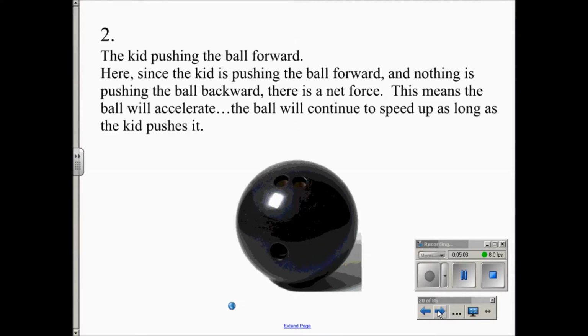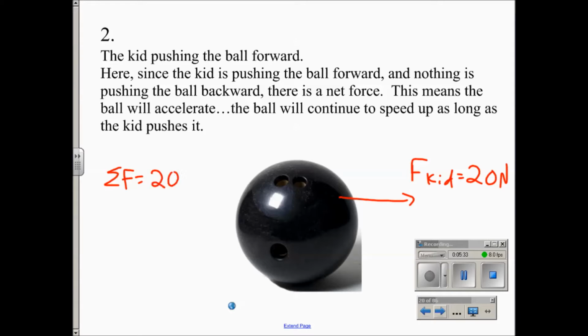So this step here, this portion of the ball's motion only lasts for a split second. We're talking here about the brief time interval while the kid's hands are physically in contact with the ball. All right, so the kid's going to push the ball. So here's the force of the kid. There's no other forces on it, right? So in this one, the net force is whatever the force of the kid is. Let's say, I don't know, maybe he pushes it with 20 newtons. I made that number up. So that means that our net force is going to be 20 newtons, right?